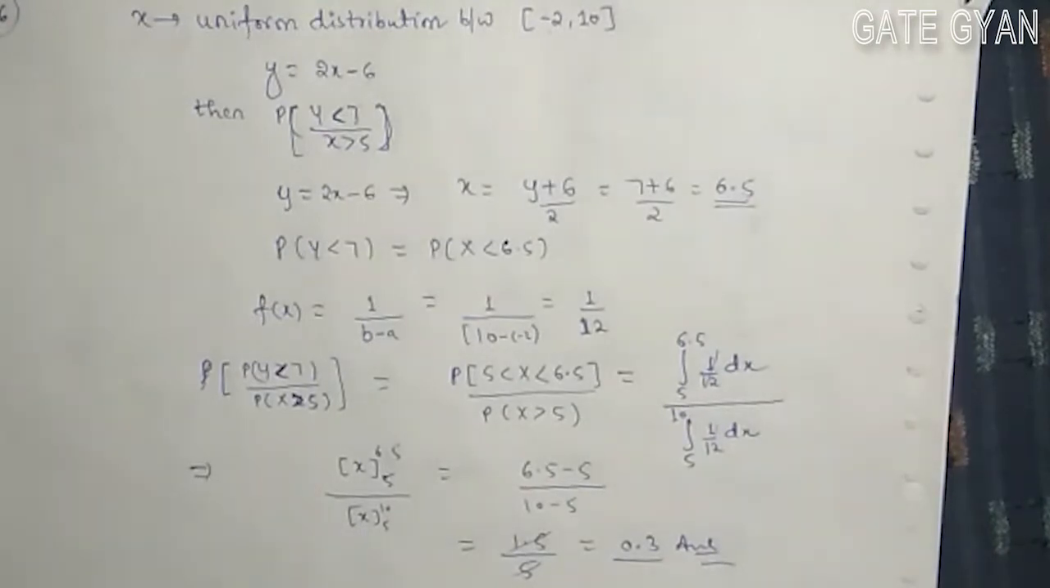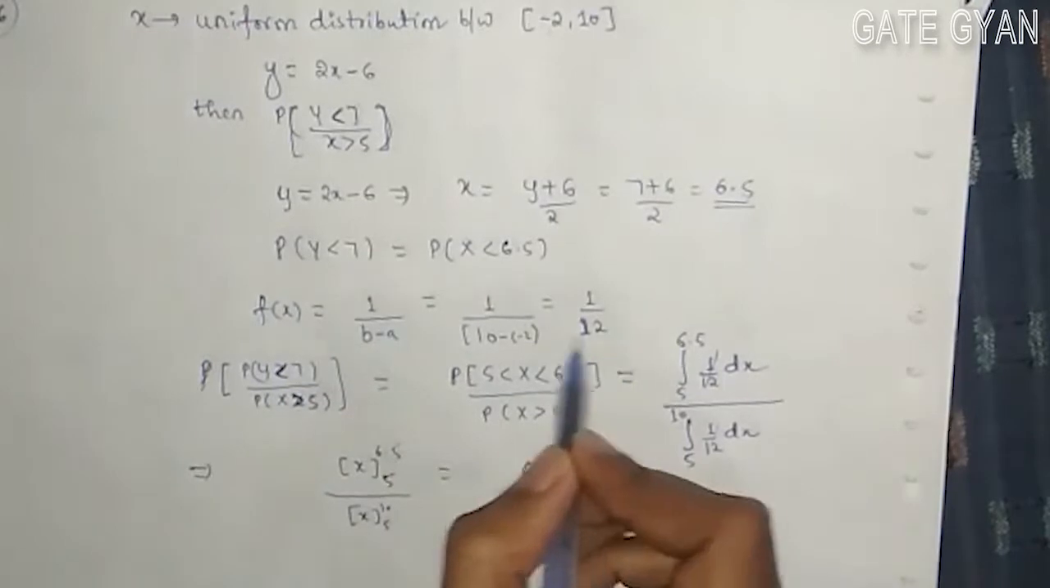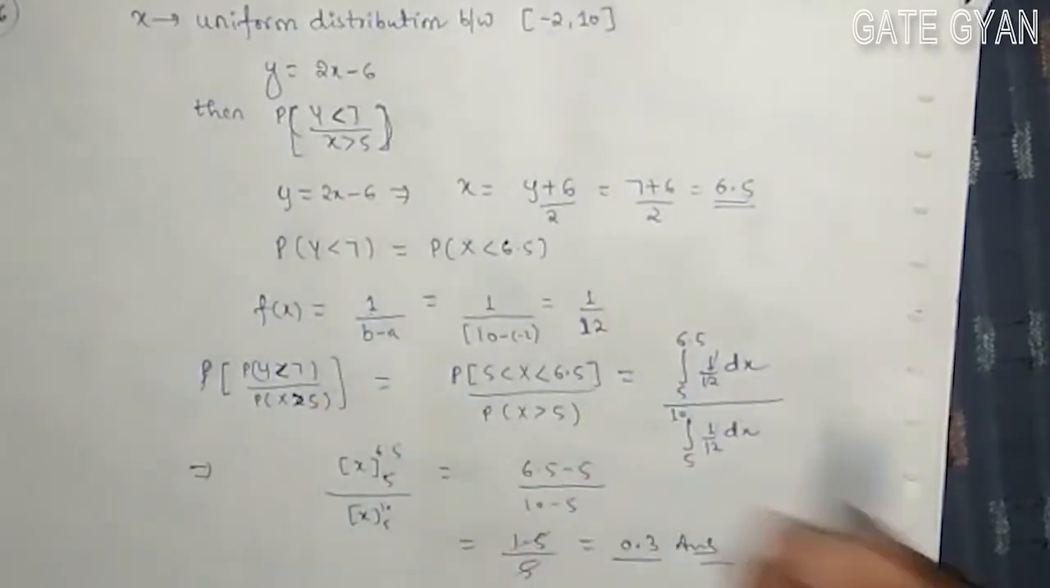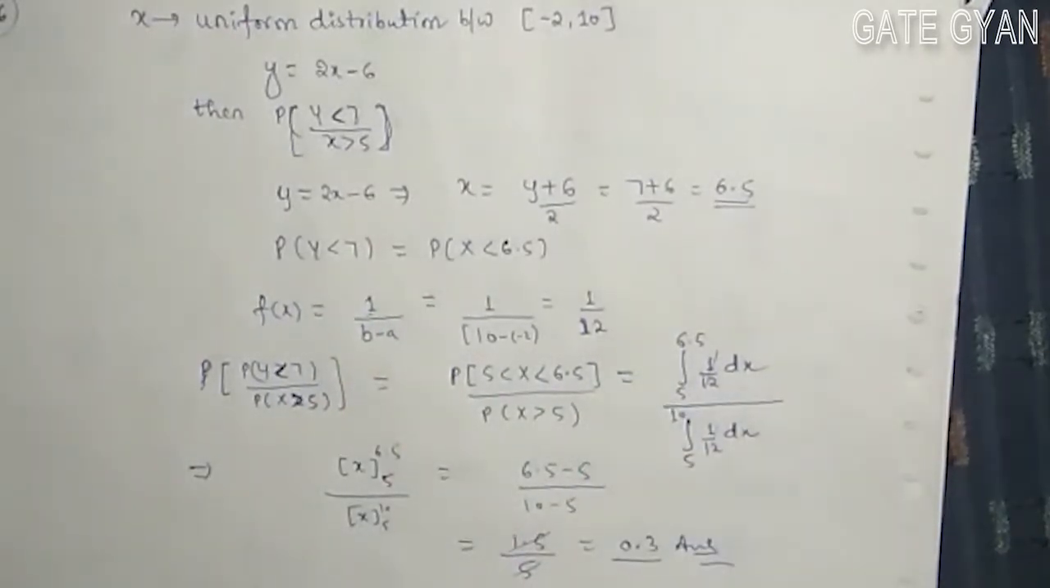This was just a simple uniform distribution, and we have to find our f of x by using the uniform distribution function. So we get our answer as 0.3.